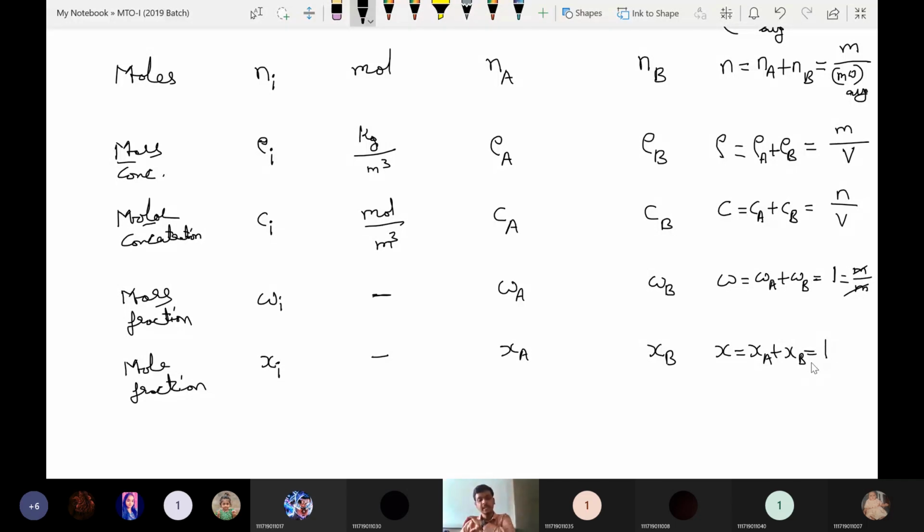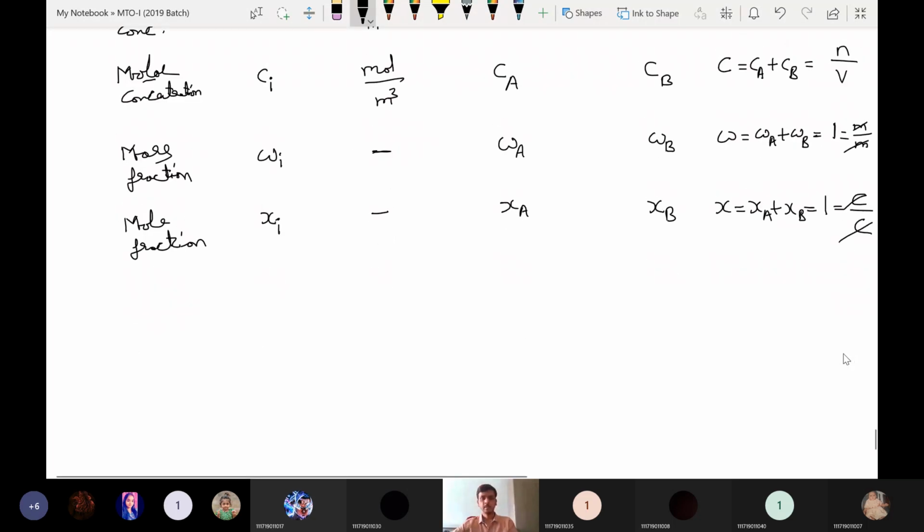Sum of the mole fraction in any component system is always equal to 1, or otherwise we can write it as the concentration of a mixture divided by the total concentration. When you cancel this, only 1 we will get. So the sum of mole fraction or sum of mass fraction in any type of mixture is always equal to 1. You remember this. The next important quantity is flux.